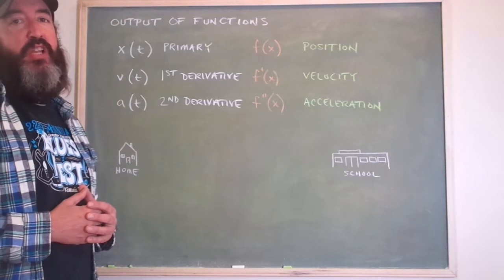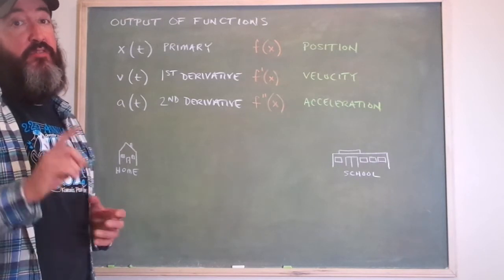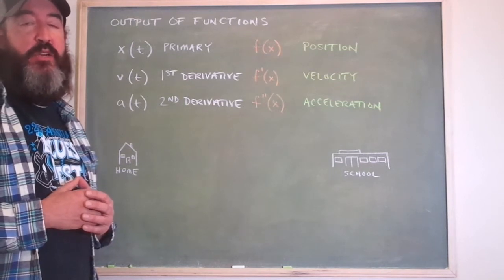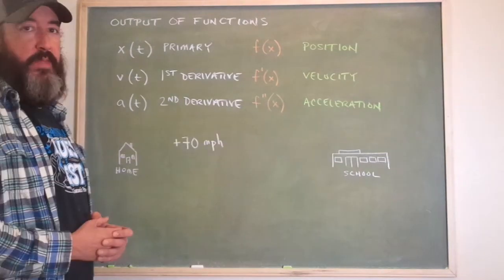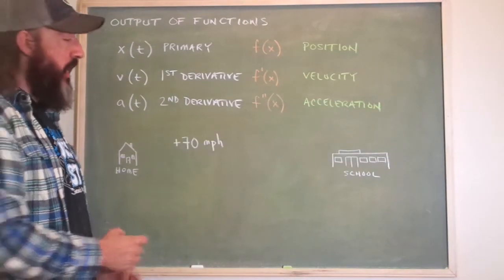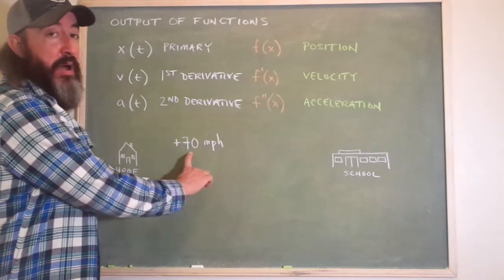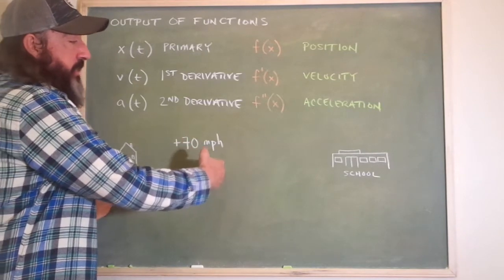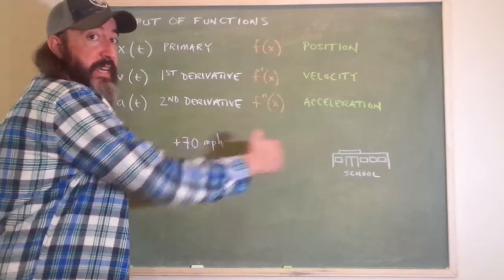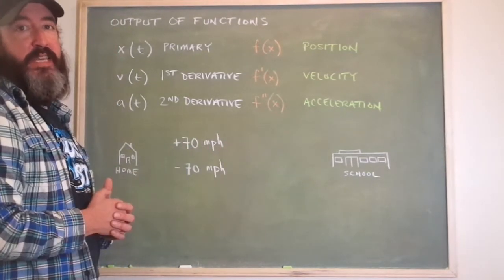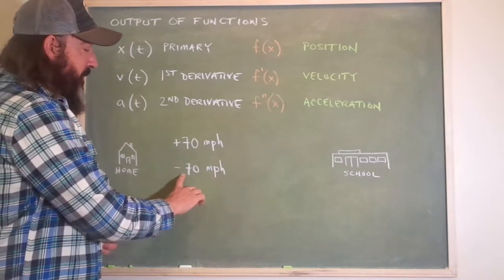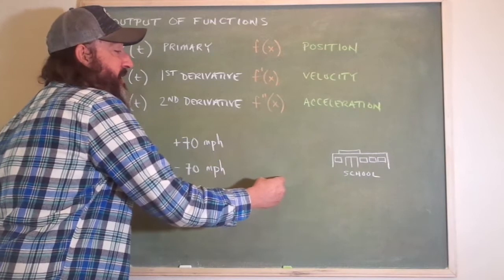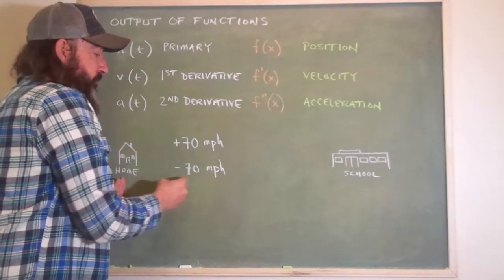Let's talk a little bit about velocity and acceleration. First of all, sometimes we have a positive velocity, and sometimes we're dealing with a negative velocity. In the morning when I'm driving to school, I can describe my velocity as positive 70 miles per hour because my distance from home is increasing. My distance from home is getting larger. Then of course in the evening on my way home, I can describe my velocity as negative 70 miles per hour because my distance from home is decreasing or getting smaller.